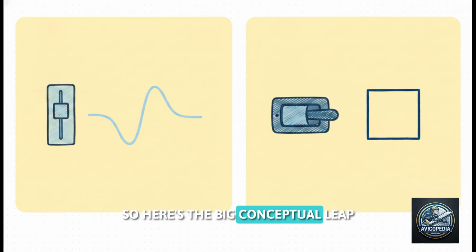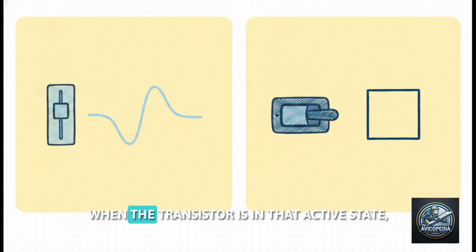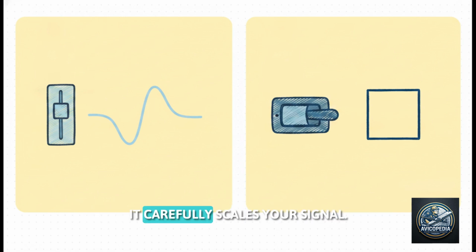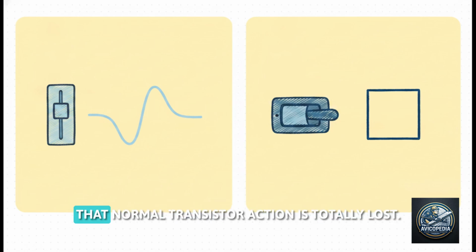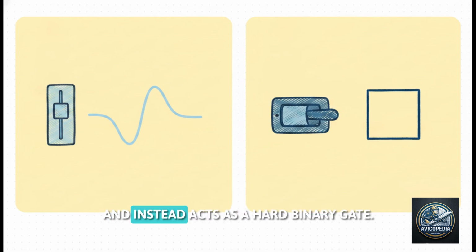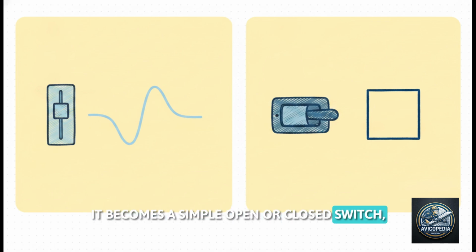So here's the big conceptual leap you need to take away from this. When the transistor is in that active state, it carefully scales your signal. It's acting as an amplifier. But when you slam it into cutoff or saturation, that normal transistor action is totally lost. It stops tuning the signal and instead acts as a hard binary gate. It becomes a simple open or closed switch.